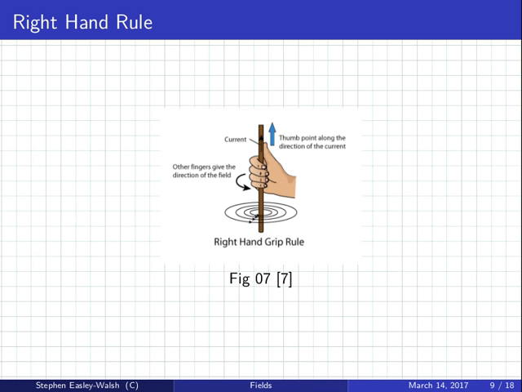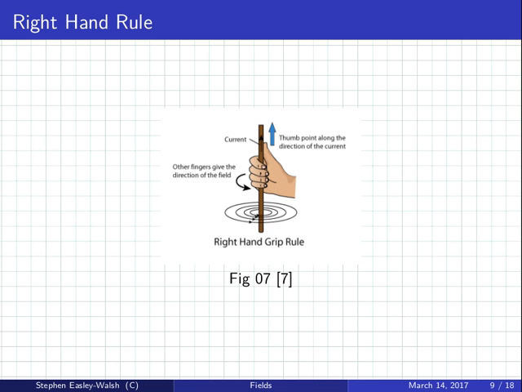Alright. This is called the right hand rule. It still works if you had 3 fingers or 2 fingers. So you don't have to worry that you have the right number.